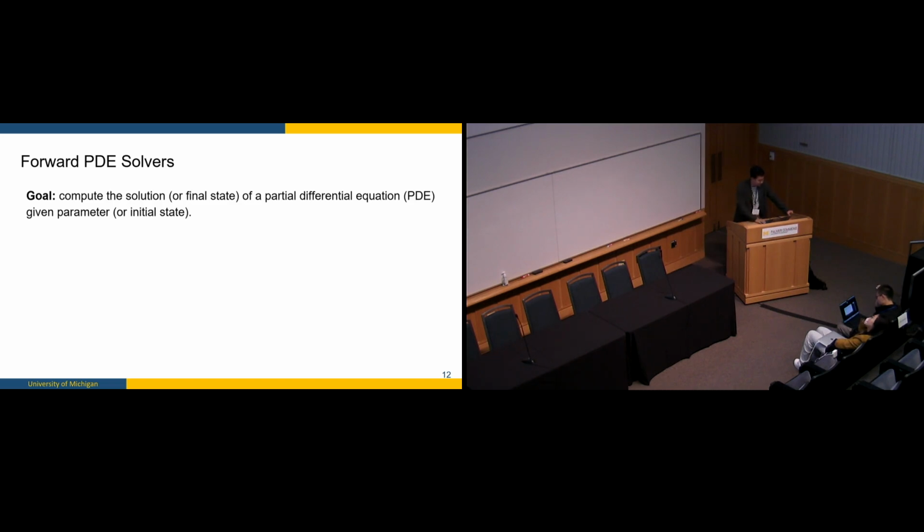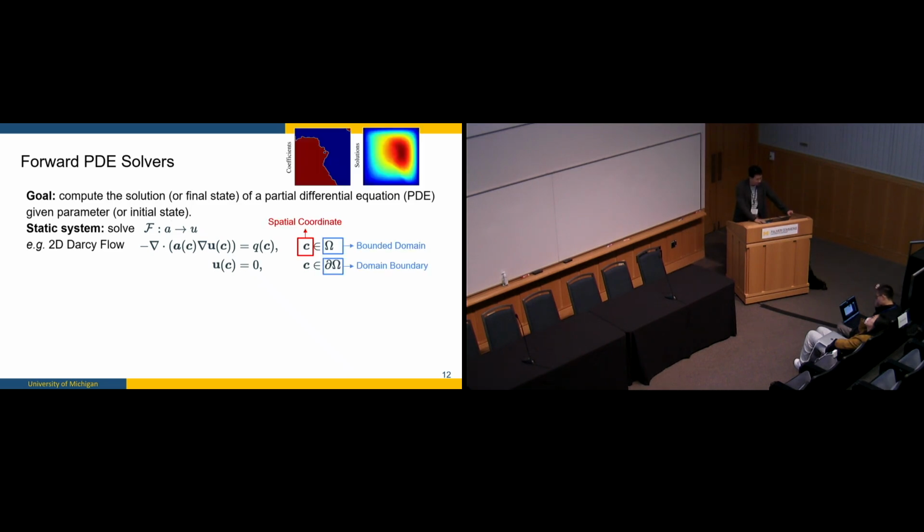Okay, and oftentimes people classify these equations into two systems. One is static systems, such as 2D Darcy flow, that do not have any time component to it. An example of this case is where you have these coefficients shown on the left side. You can understand this coefficient as something like material properties of a metal, and the solution space will be how the temperature will be.